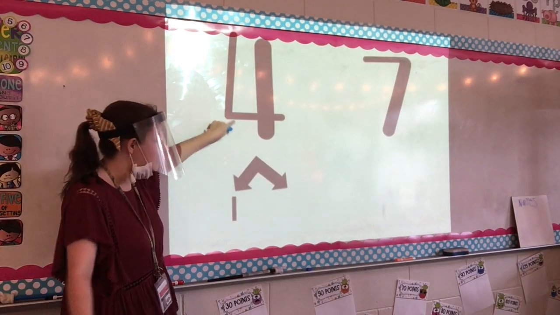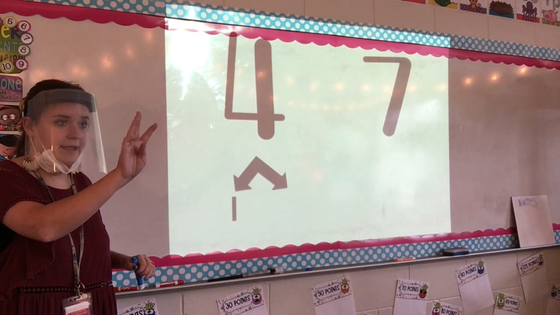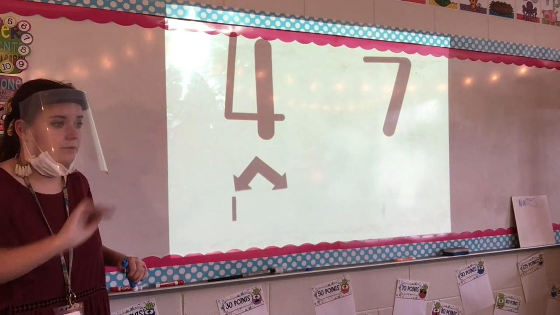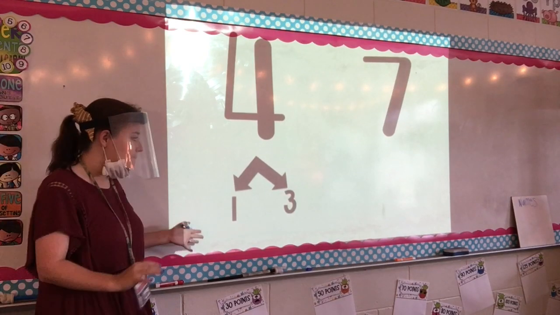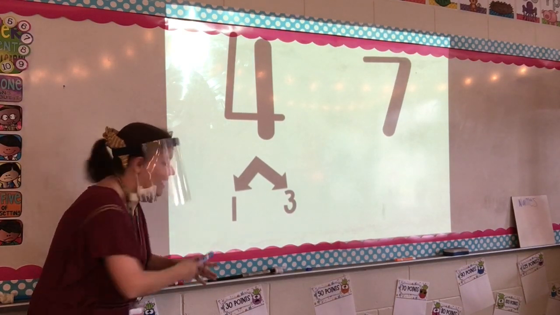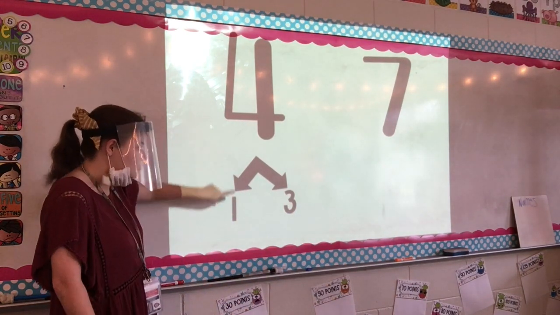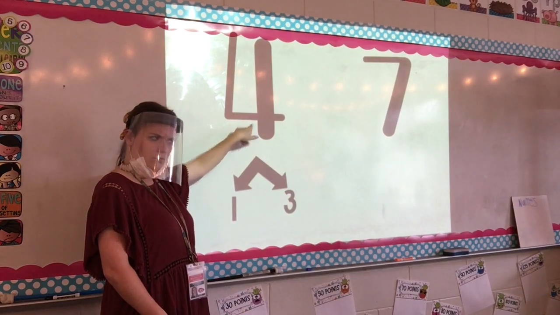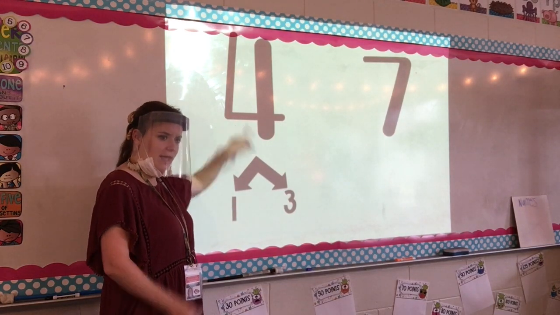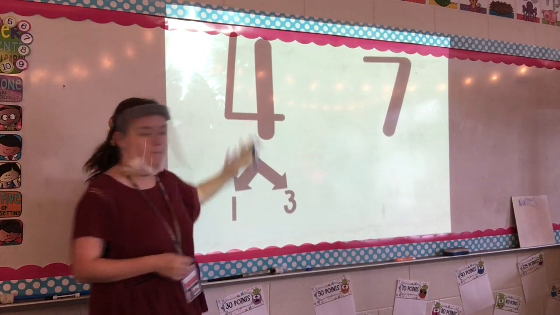If I take 1 out of 4, what am I left with, Emil? It's like holding up fingers, taking away 1. What are you left with? 3. Yeah. And remember, just like in a number bond, if I add my 2 parts together, I should equal my total. Does 1 plus 3 equal 4? Yes. 1 and 3 equal 4. So my number bond is right.